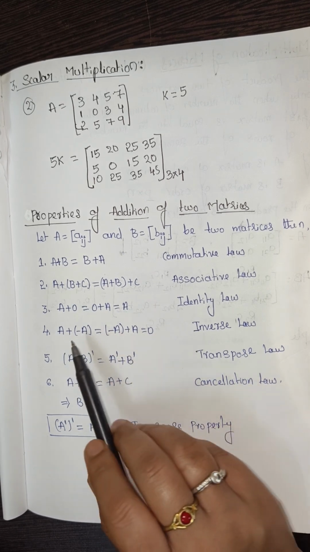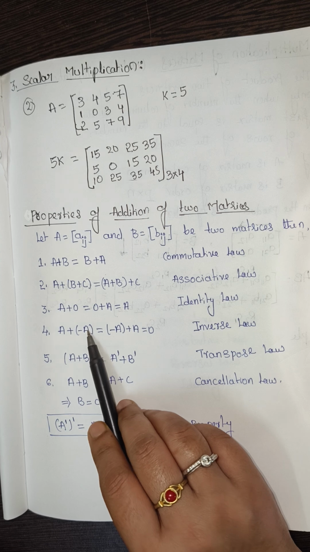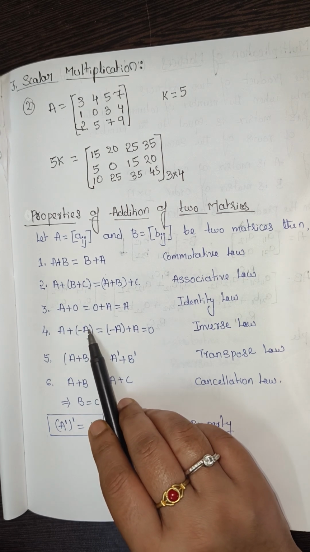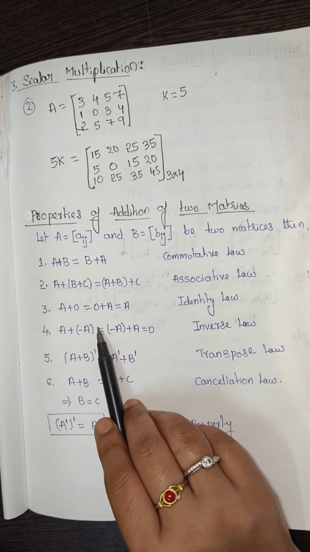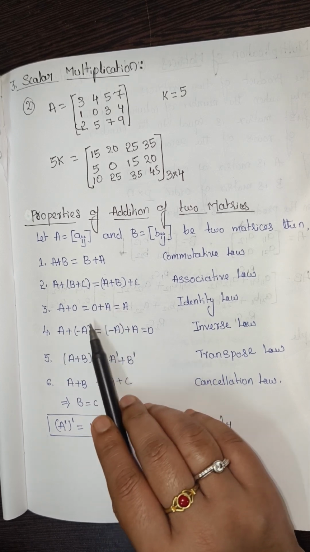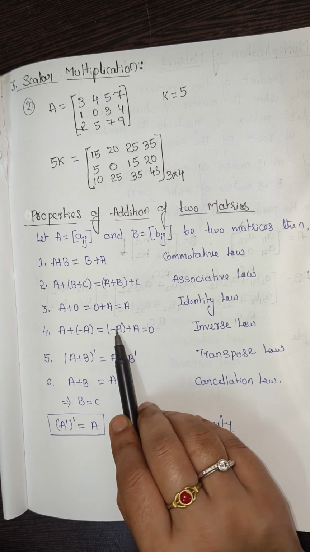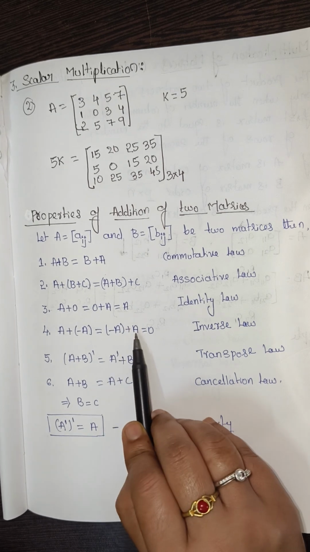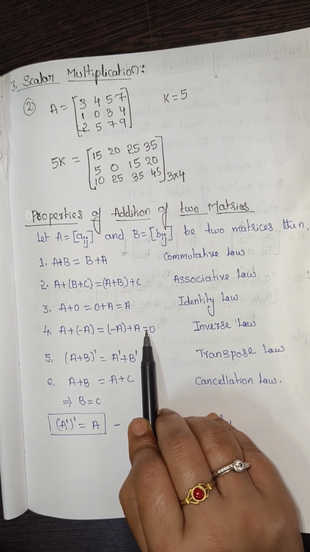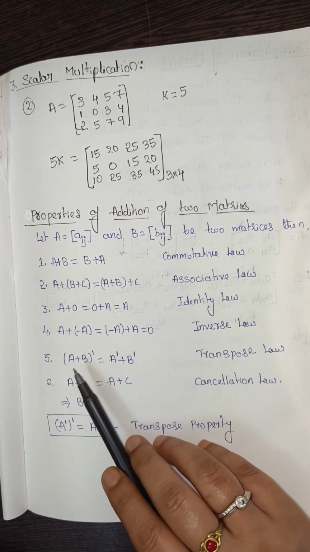Okay, next, inverse law. A plus inverse of A. Inverse of A means you have to change the additive inverse of all the elements. So the answer will be the 0 matrix only. If you do the reverse, inverse of A plus A, it also comes to the 0 matrix only. So the inverse law also holds good.